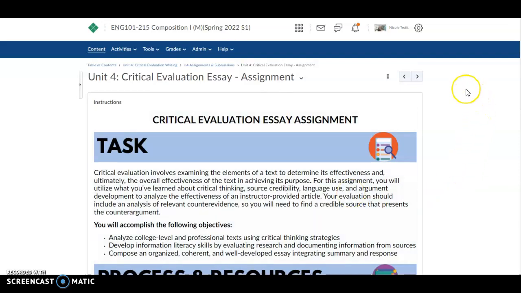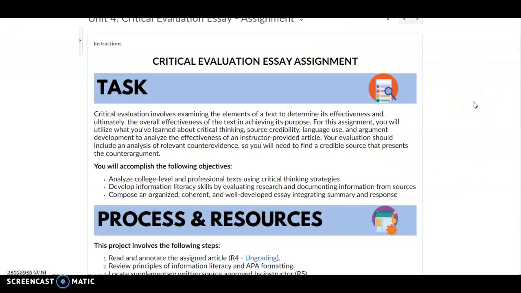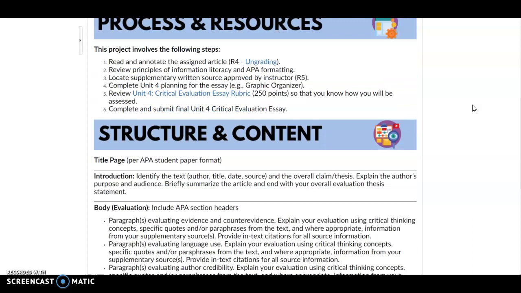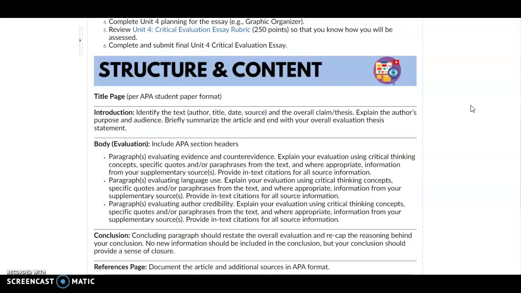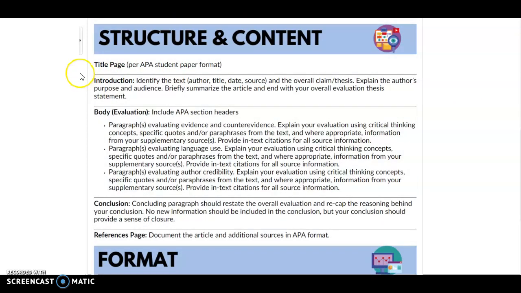So the assignment guidelines are located in the course, and you'll be able to review the steps in the process. But what I want to really focus on is the structure and content. This includes a title page and a references page, just like APA format, everything that we've done before. It also includes an introduction. The introduction is similar to what you've done in the Unit 3 essay.